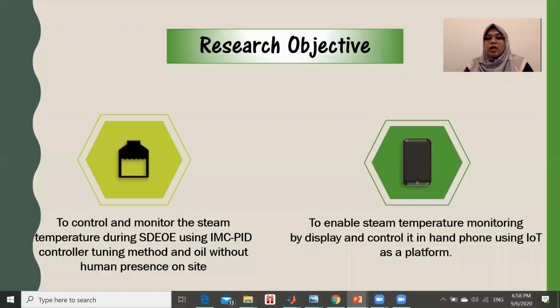The research objectives are, first, to control and monitor the steam temperature during SDEOE. Second, to enable steam temperature monitoring by displaying and controlling it using a handphone with IoT as a platform.